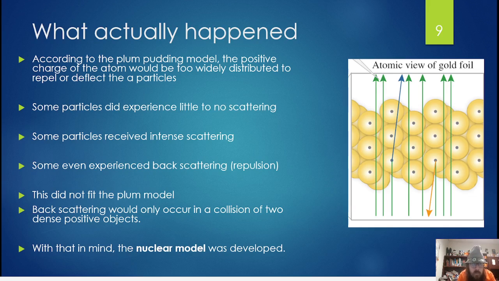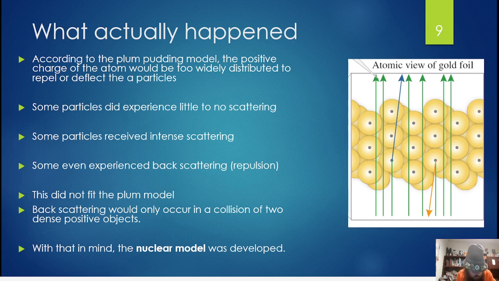So, even though the plum pudding model had a large positive charge in the atom, the idea was that the positive charge was so highly distributed that it was not likely to repel or deflect the alpha particles. And so while some particles did experience no scattering and punched right through, some received intense scattering, like it hit and ricocheted off to the side.